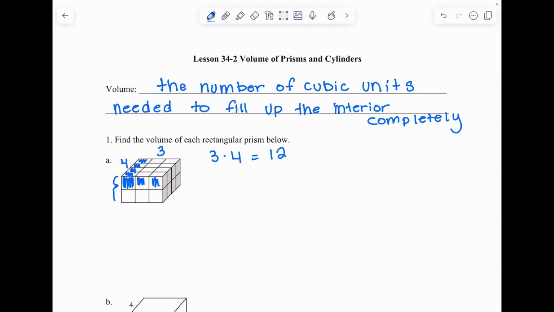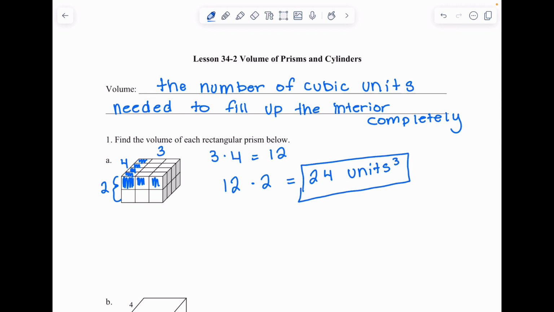But if you notice, I have 2 rows. So if I have 12 cubic units per row, I'm going to do 12 times 2. And that tells me that my volume is 24 units cubed, because it takes 24 cubic units to make up this rectangular prism.